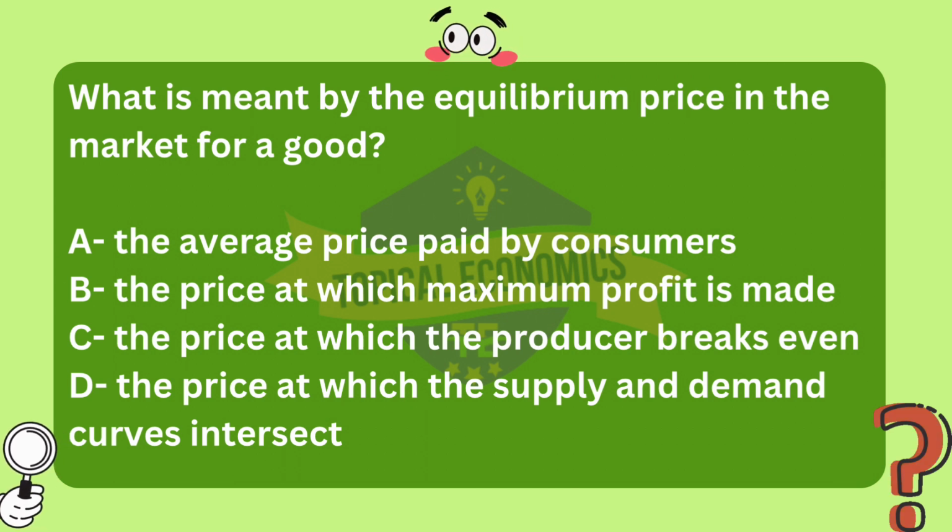The equilibrium price is the price at which the quantity of a good demanded by consumers exactly matches the quantity supplied by producers. This occurs where the supply curve and the demand curve intersect on a market graph. At this price, there is no excess supply (surplus) or excess demand (shortage), meaning the market is in balance. In contrast, the other options are incorrect because they focus on specific conditions for individual producers or average pricing, which are not necessarily aligned with the broader market equilibrium. Thus, the equilibrium price is best defined as the point where supply equals demand.